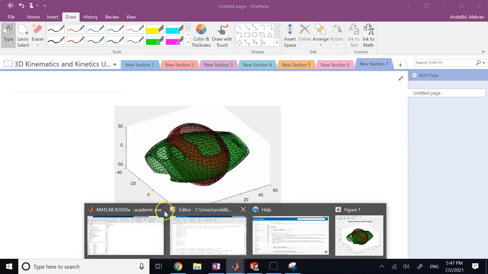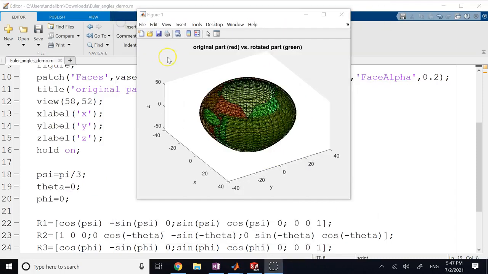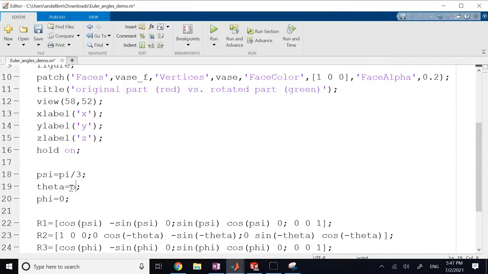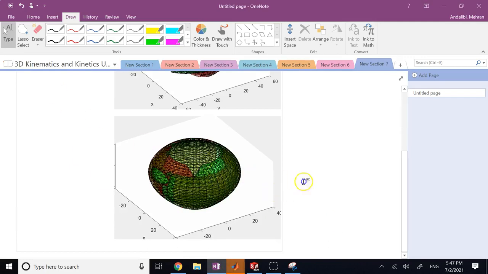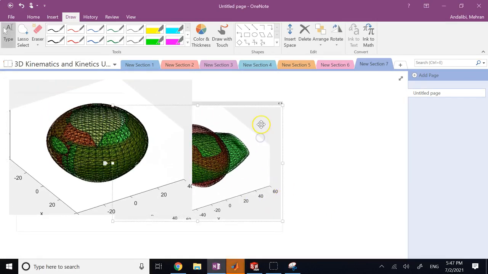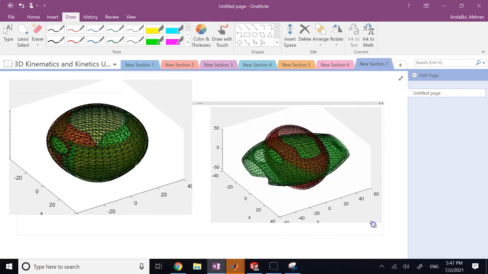Okay, so this is this one. The previous one was like this. And finally, I apply the spin angle. So here is the original one. There we go. Then we have this guy. Then we have this one.